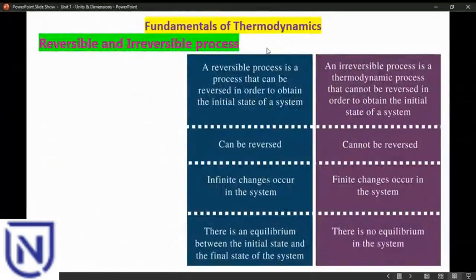Now, let me take up the continuation of that, which is reversible and irreversible process. All right, let us see what it is. A reversible process is a process that can be reversed in order, right? In a particular order, some process is going on, you can reverse that order to obtain the initial state of a system. On the other hand, irreversible process is a thermodynamic process that cannot be reversed. Okay, it's one way to obtain the initial state of a system. Means it is one directional. Here, reversible is two directional, forward and backward. You can reverse it. In irreversible process, you cannot reverse it.